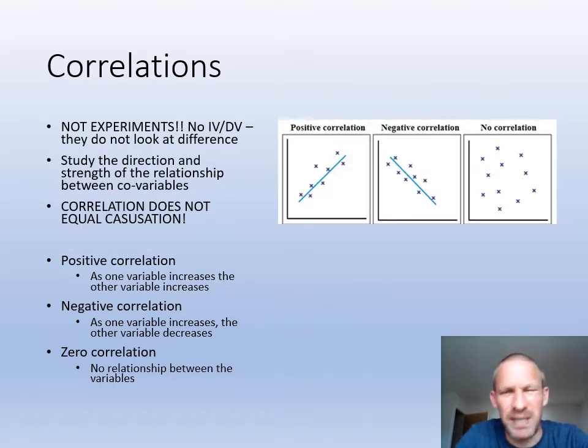Right, so if you look at these graphs here, positive correlation: as one variable increases, so does the other. Hopefully, hours spent revising and exam marks would be an example of that. Negative correlation: as one increases, the other decreases. And then also you've got no correlation at all.